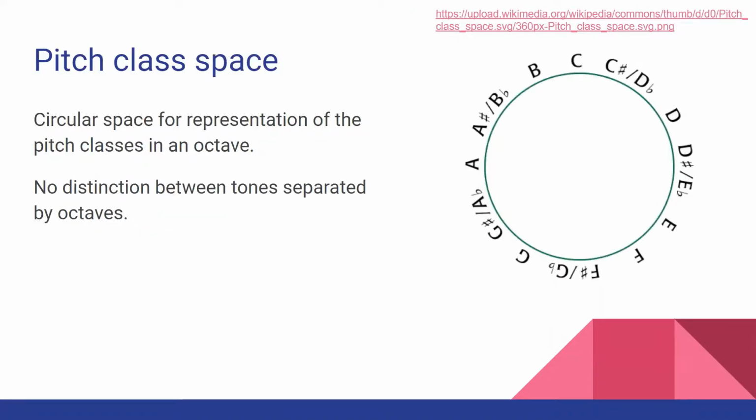Now for pitch class space, which is what the circle of fifths is shown on. Pitch class space is a circular space for representation of the pitch classes in an octave. This means there are no distinctions between tones separated by octaves, such that C1 and C4 are represented on the same point, as well as D1 and D4.